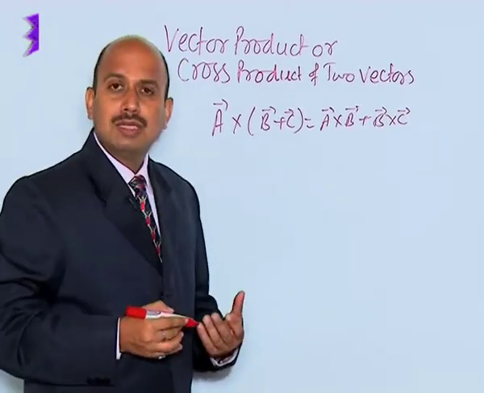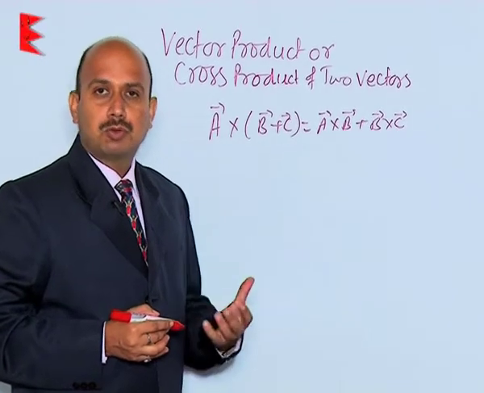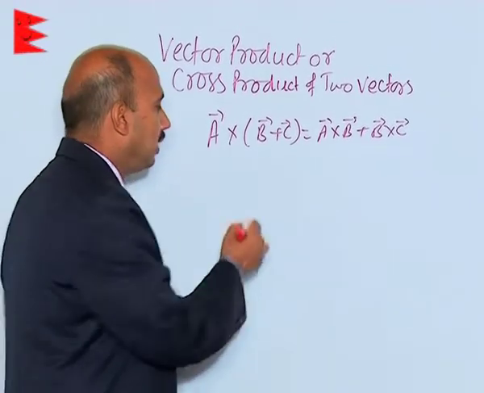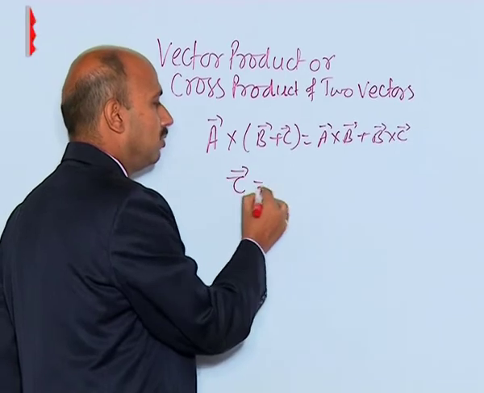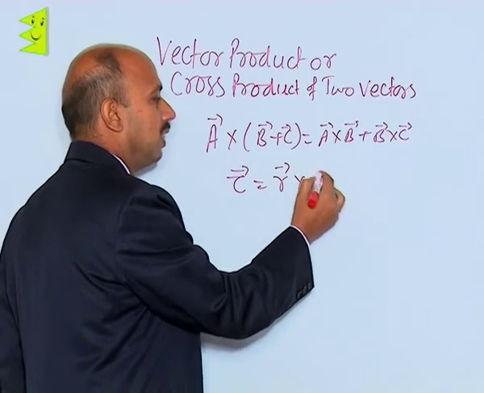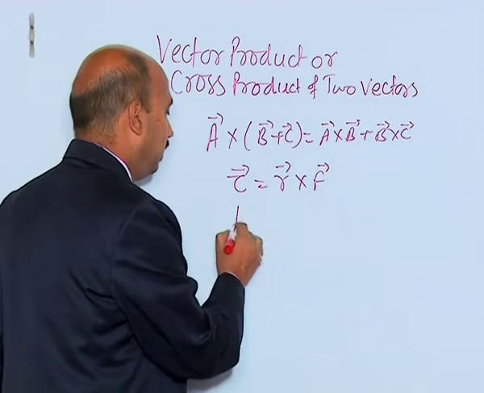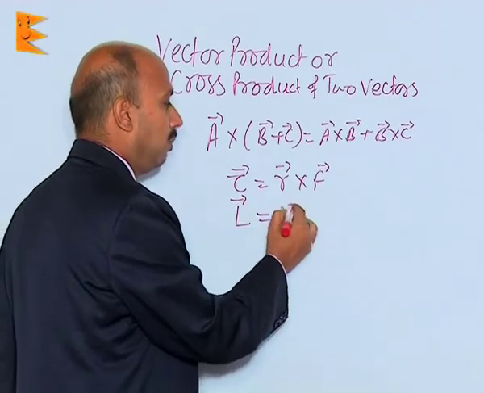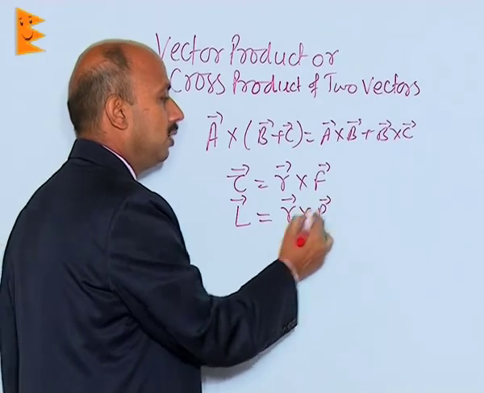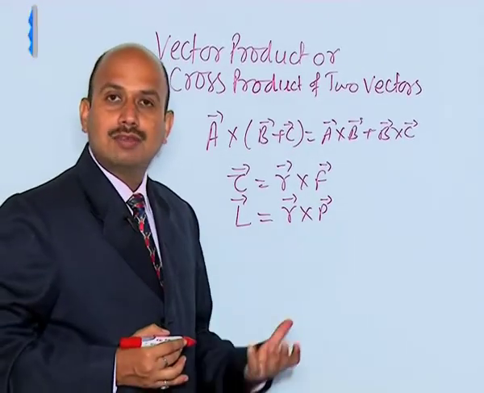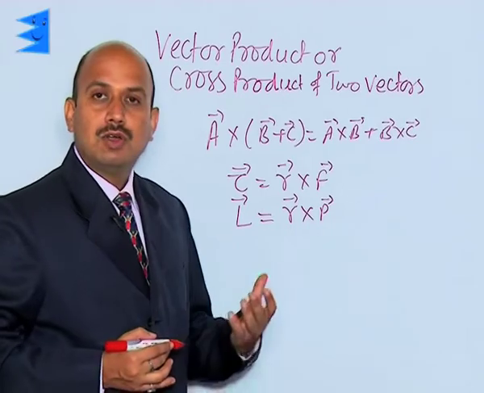One more important thing: there are certain examples of the cross product of two vectors. First, you can take the example of torque. Torque is equal to r cross F. That is an example of the cross product of two vectors. Similarly, we can write L, that is angular momentum, is equal to r cross p. This quantity is also an example of the cross product of two vectors.